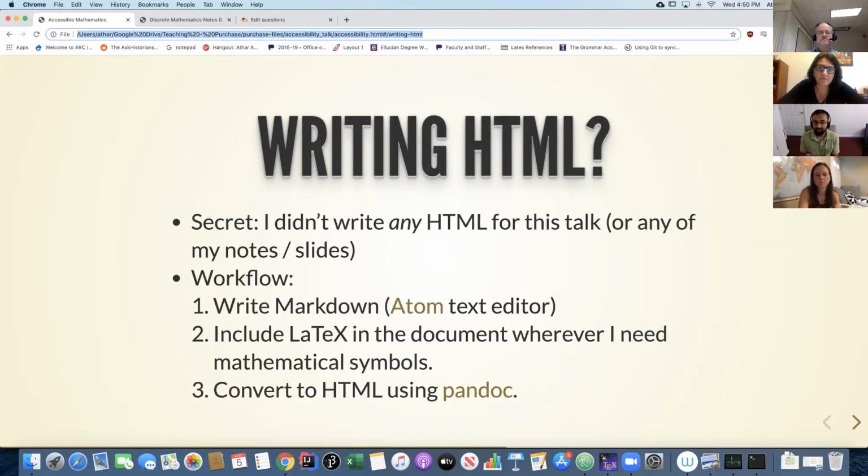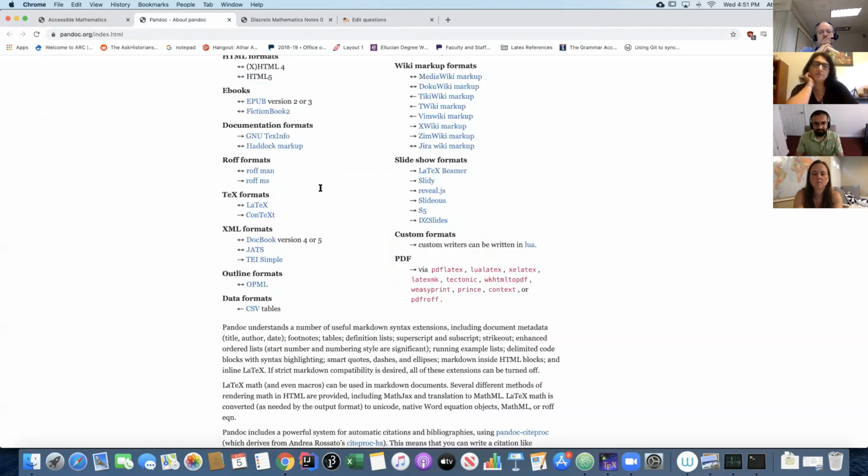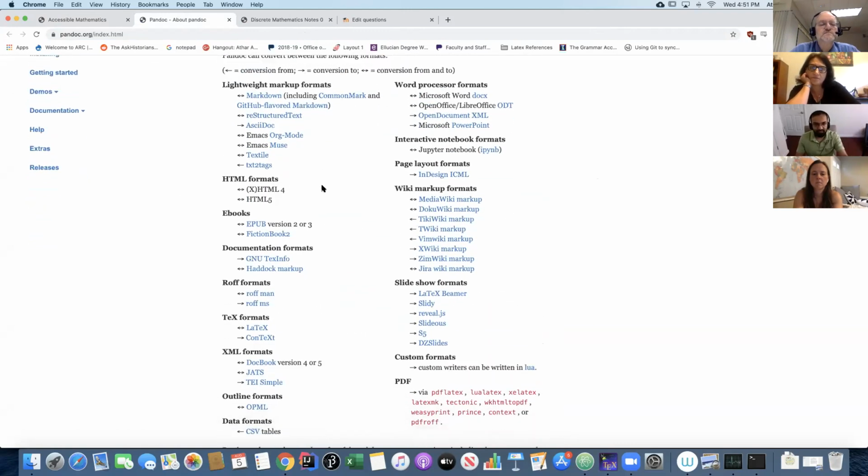You can write your notes exactly the same way you already write them, whether it's basic text and you don't do anything else, which is pretty much what I do, or if it's Word and PowerPoint, which is what, I guess, normal people do. And then there's this tool called Pandoc, which I'll show a little bit, which will convert between a bunch of different kinds of formats. You'll see it has tons of formats that you can convert between.